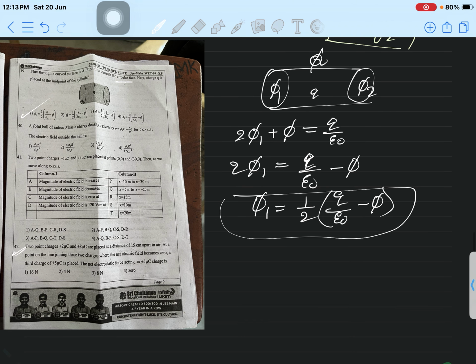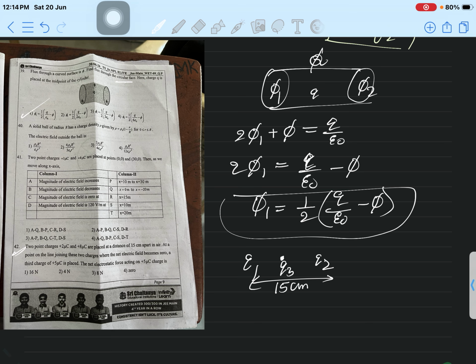So let's do the 47th question, sir. Two point charges, plus 2 micro and plus 8 micro, are placed 15 centimeters apart. Q1, Q2 both are placed 15 centimeters apart. Charges are also given, and at a point on the line joining these two charges, the net electric field is 0. Wherever the electric field is 0, at that point a third charge Q3 is placed, and its value is also given. A third charge of plus 5 microcoulomb is placed.